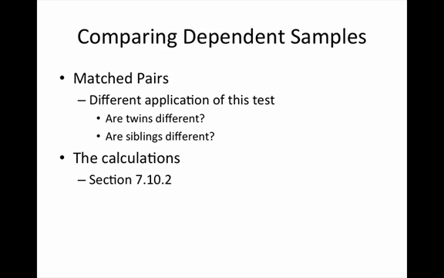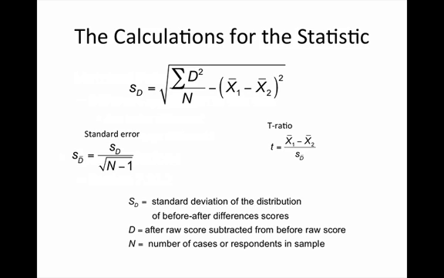So for example, if I want to know whether or not twins are similar in intelligence levels, I'd do a matched pairs t-test. If I wanted to know whether or not siblings have similar personalities, I'd do a matched pairs t-test. If I wanted to know whether or not assembly pairs on a line have differences in hand-eye coordination because they're so used to working with each other, that would be a comparison of a dependent sample. The calculations are detailed in 7.10.2, but I do want to go over just a couple of the basics here.